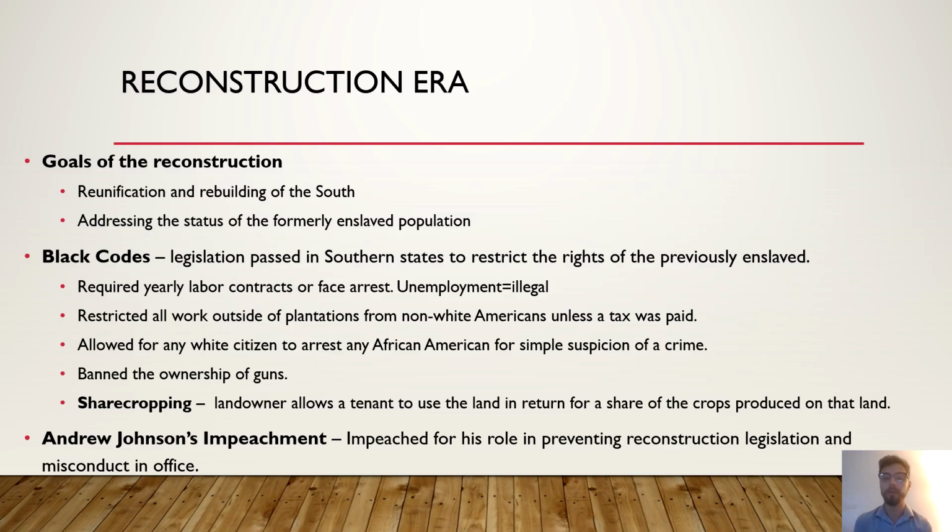And the counter movement of the Reconstruction era progress comes in the form of black codes. This is legislation passed in southern states to restrict the rights of previously enslaved individuals, but they go beyond the Jim Crow era legislation that we are familiar with.